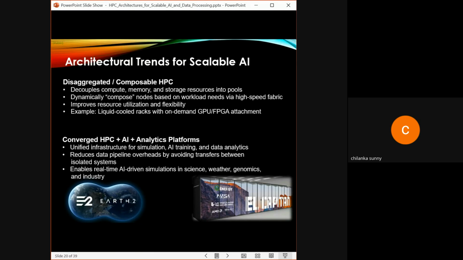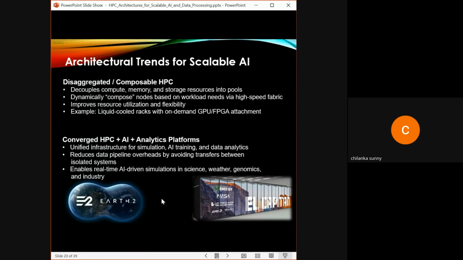An example is NVIDIA's Earth-2, the weather forecast solution by NVIDIA, and another is AMD's El Capitan. Together, all these trends push us to think holistically. When we design or choose an HPC system for our AI workload, the question we should ask ourselves is: does it minimize the bytes moved, or does it compose the resources on demand and support the dominant compute patterns of my model? We should ask that question and choose wisely. That's the key here.